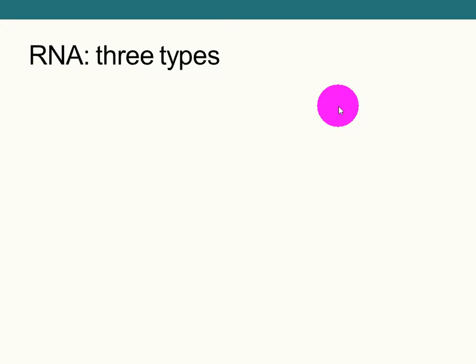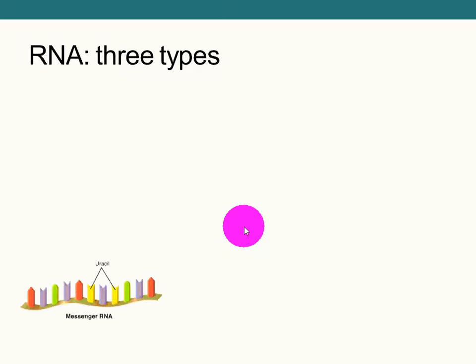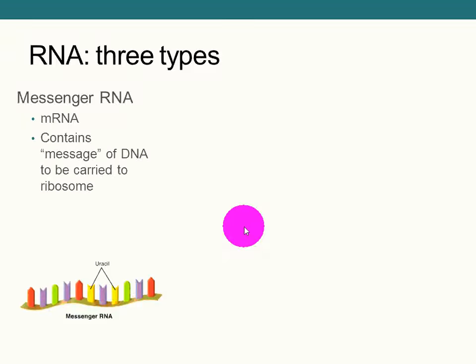With our ribonucleic acid, or with our RNA, we have 3 different types, and each type has a slightly different function. So we have one that looks like this, and we call it messenger RNA. And we call it messenger RNA simply because it has the message of DNA to be carried to the ribosome. And we'll explain that more as we talk about transcription and translation, but that's kind of where the M comes from.